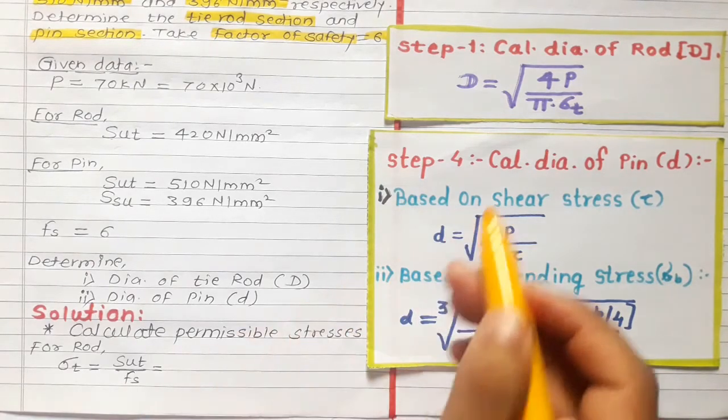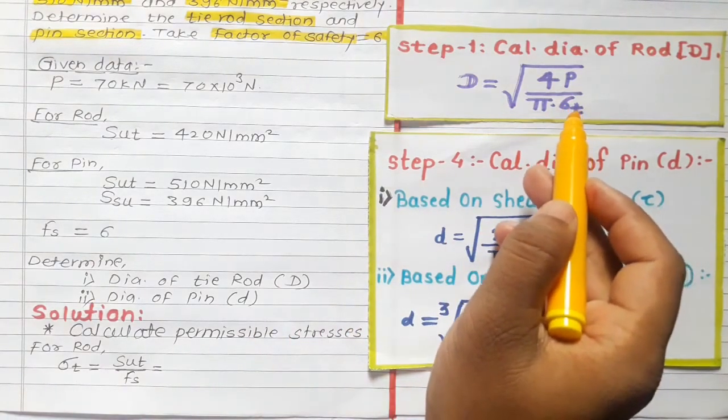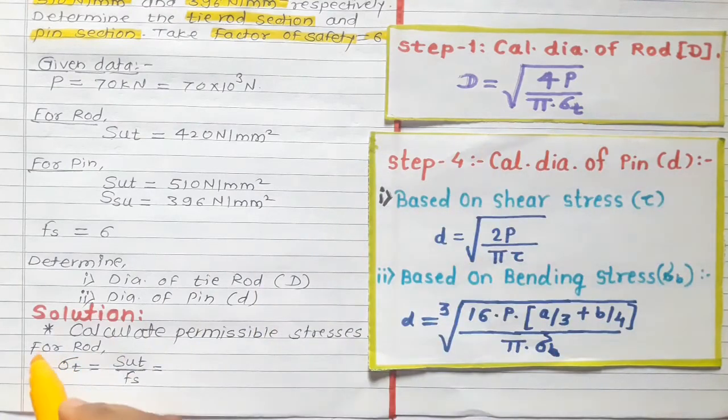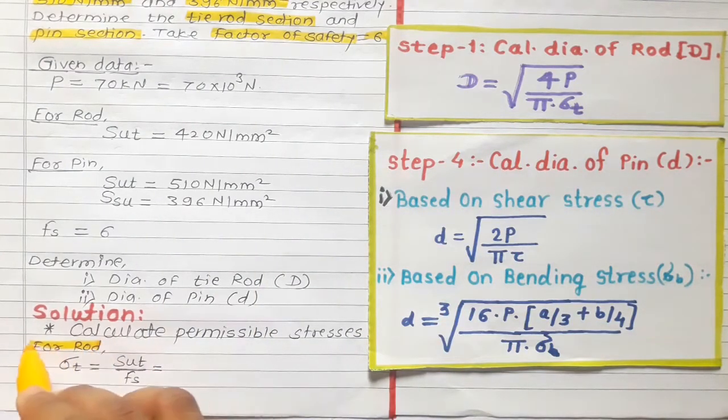Now, as we discussed, first of all we have to find out the permissible tensile stress for the rod material. So I have written here for rod. For rod, to find out the permissible tensile stress, this is the equation: sigma t is equal to SUT upon Fs. Let us refer to the value of SUT for rod.